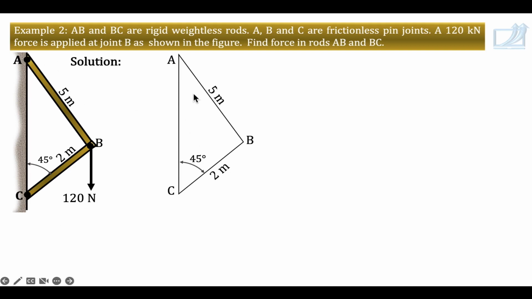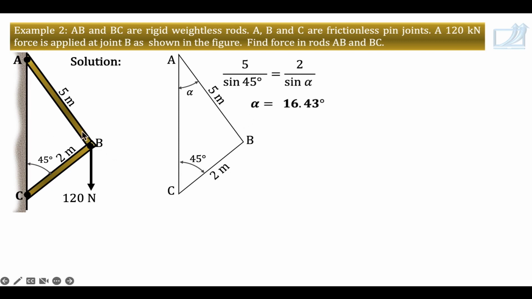Here no forces are to be shown. Just insert all known dimensions to get the angle of line AB either with vertical or with horizontal. So in this triangle you will get the angle of rod AB with vertical. Use the sine rule: 5 divided by sine 45 equals 2 divided by sine alpha. And this is how you have found alpha.